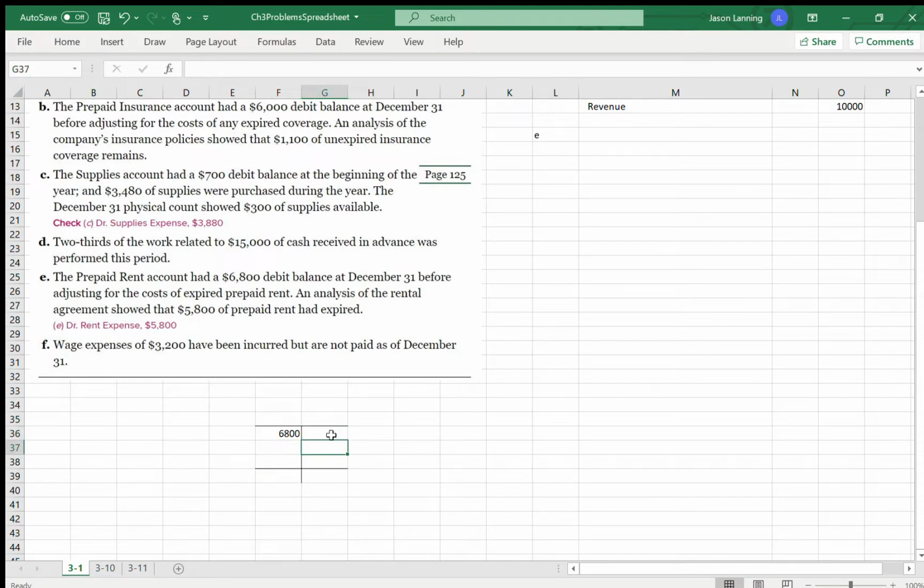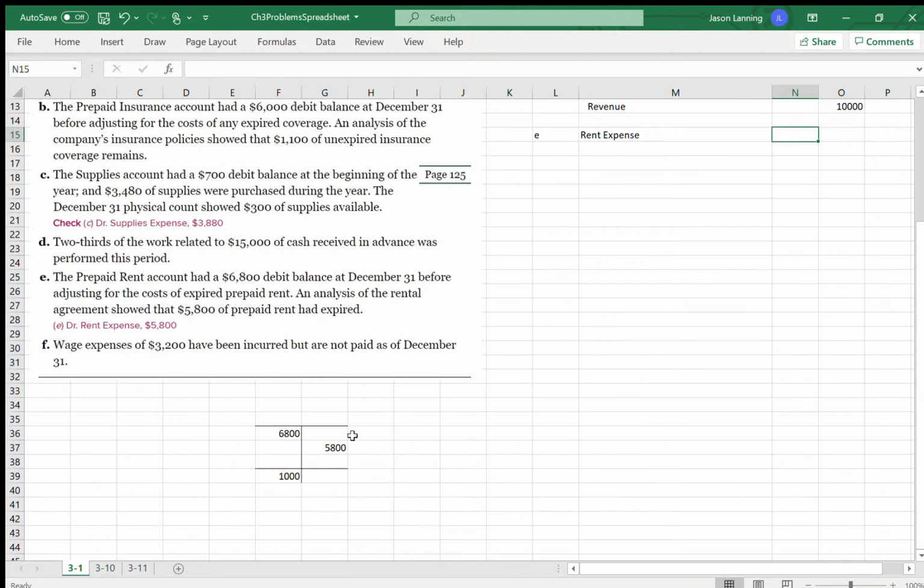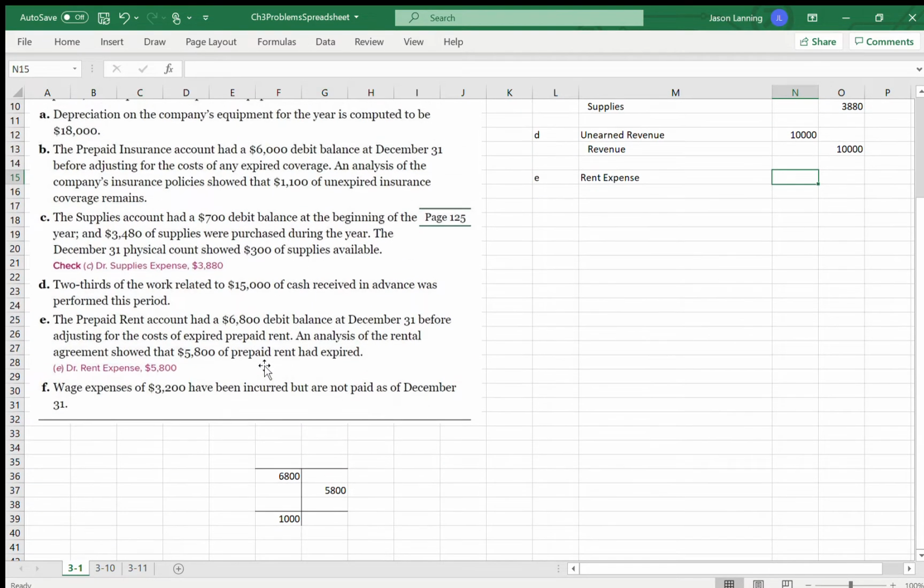So basically, we're looking at $6,800 on the debit. If we've used $5,800, that would be on the credit. So if we look at this, we have $1,000 left in prepaid rent. So for E, we will have a rent expense, and this is for, what was that amount again? $5,800 is our rent expense because it says $5,800 of prepaid rent had expired. So that's telling us this is what we've used.